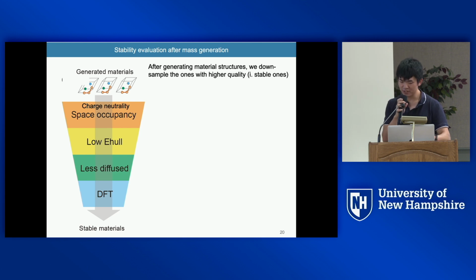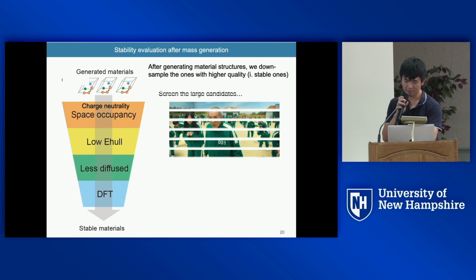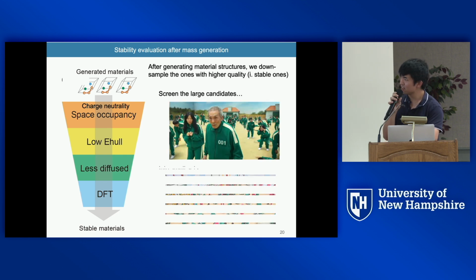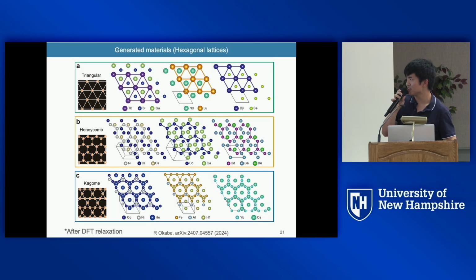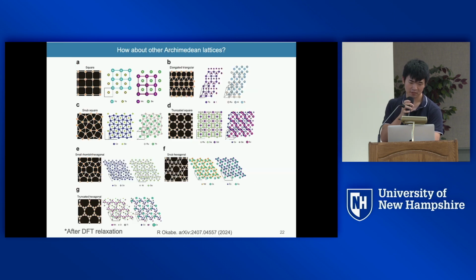So we apply this kind of layered filtering method so that we can screen the large candidate set, and finally we can get a very small subset for the next study. This is just a subset of the materials we get. They have the triangular, honeycomb and Kagome lattices that are proved to be stable by the DFT.